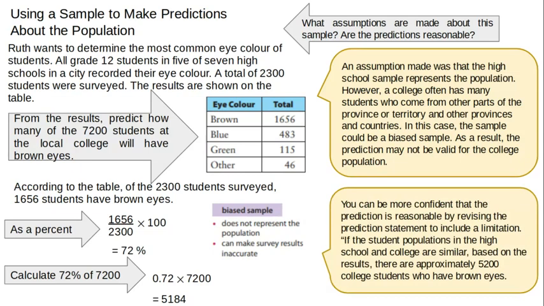You can be more confident that the prediction is reasonable by revising the prediction statement to include a limitation. If the student populations in the high school and college are similar, based on the results, there are approximately 5,200 college students who have brown eyes.